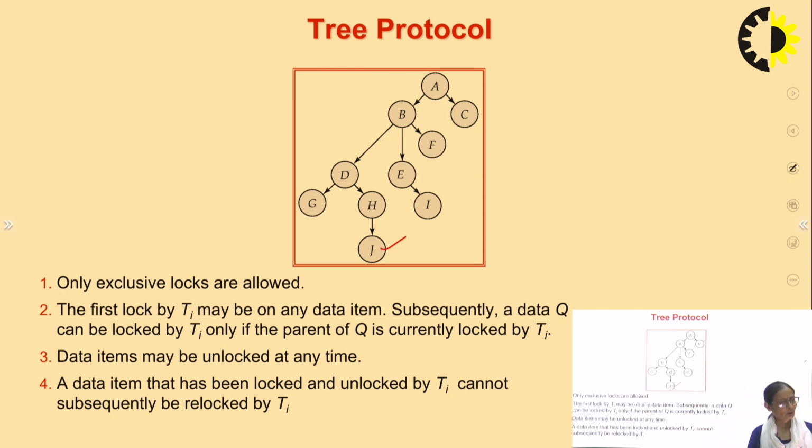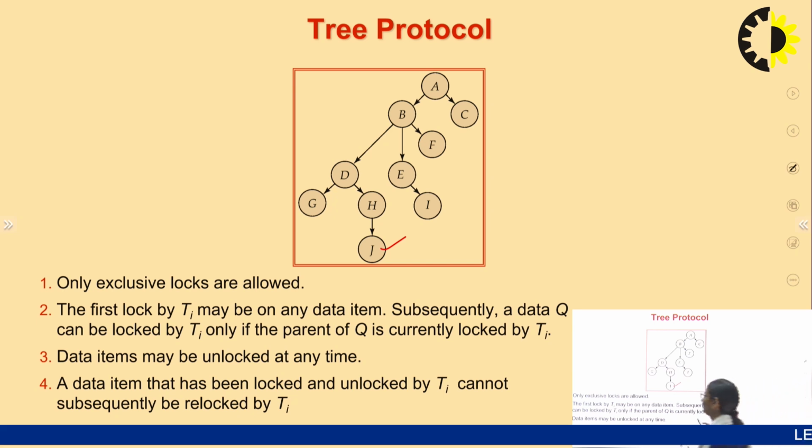Only exclusive locks are allowed. That is what kind of locks we are working with in the tree protocol. It is my exclusive locks. The first lock by Ti may be on any data item. That is, let's suppose transaction Ti wants to lock data item E, then it can do so.